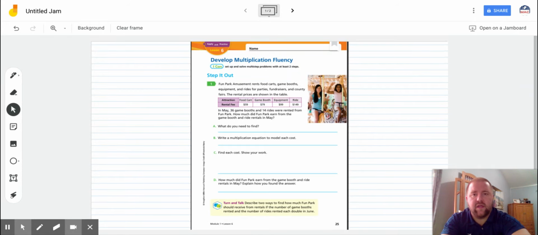So really, the biggest thing here is that we're going to be doing multi-step problems. So, we're going to be looking into real world situations and solving them just with more than one step.